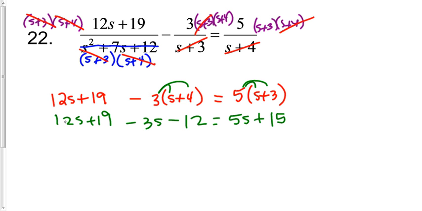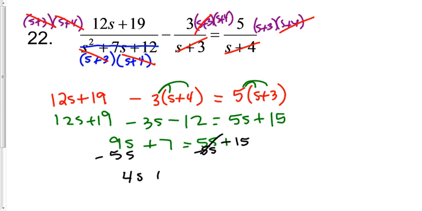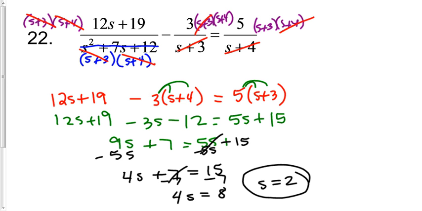Okay, combine like terms. So I've got 12s minus 3s, that gives me 9s. 19 minus 12 gives me positive 7. Now I'm ready to solve. Let's take away 5s on each side. Those cancel. 9 minus 5 is 4s plus 7 equals 15. Let's take away 7 on each side. 4s equals 8, and divide each side by 4, s equals 2. Can I plug in 2 to each fraction? Sure.